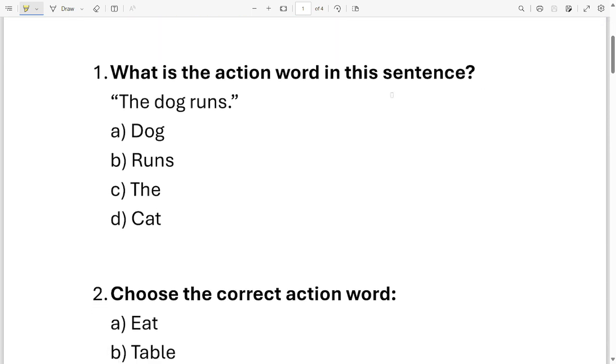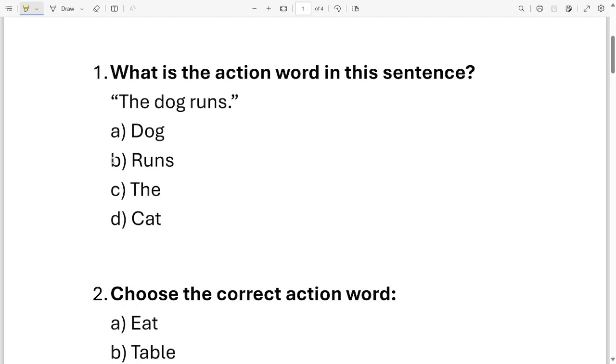Okay, the first question is, what is the action word in this sentence? The dog runs. Now you have to identify which word is an action word. Is it dog? Is it run? Is it the? Which word is doing some action?